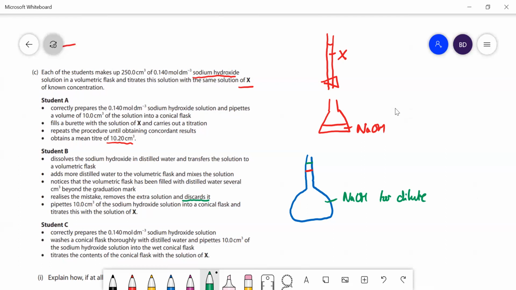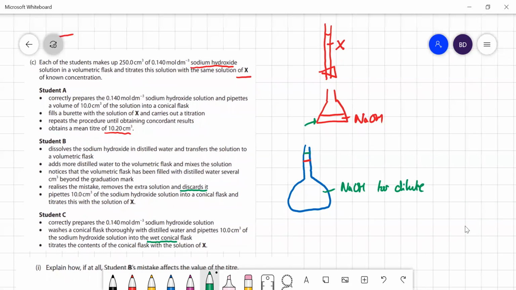Student C, he did it right, but he pipettes his sodium hydroxide into a wet conical flask. Okay, that was wet. But we'll see that as a question. Does that matter? No, it doesn't. We'll see why. We'll answer that question in a minute.